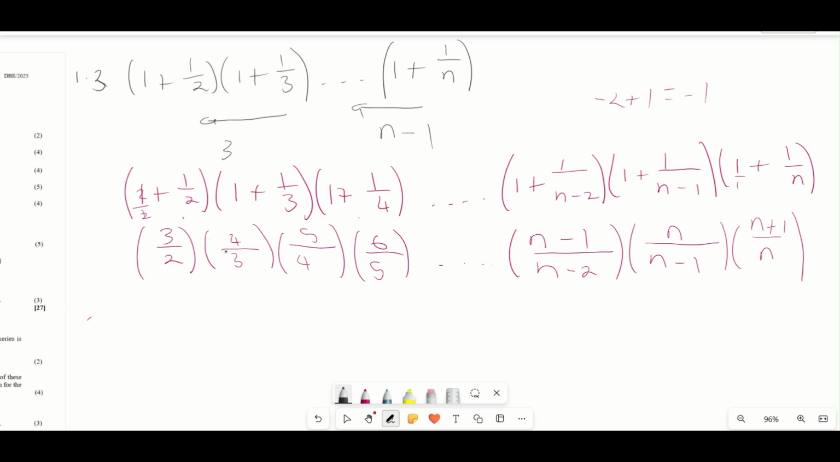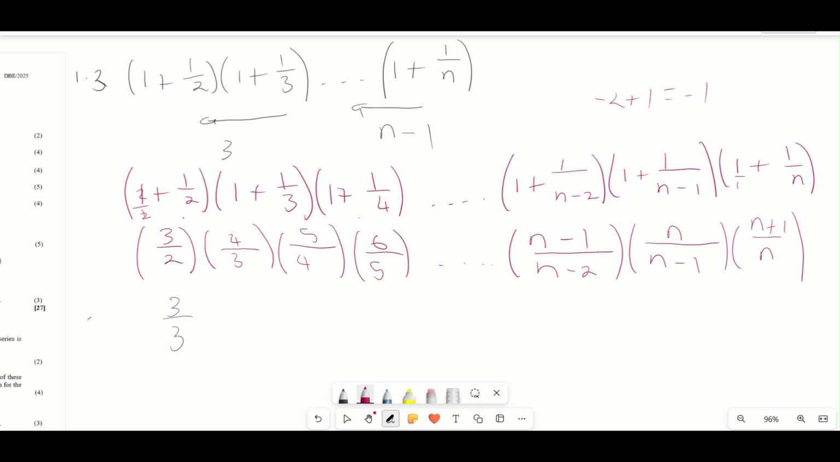Like here for this one, I have 4 over 3. The 3 that I have here was previously our numerator, and we know that if I have 2 divided by 3 times, let's say, 1 over 2, whenever we're multiplying and one of the numerators and one of the denominators are the same, we can cross cancel them, right?